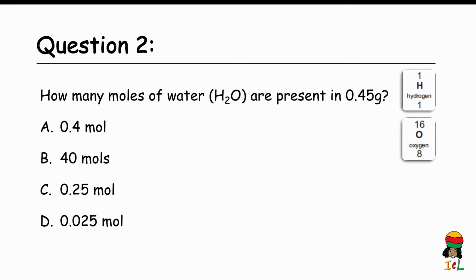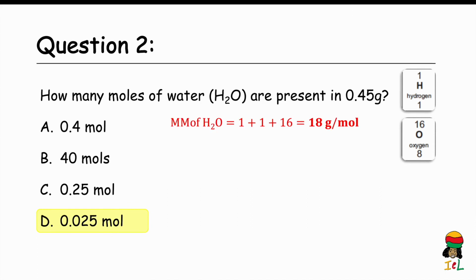Question 2. How many moles of water, H2O, are present in 0.45 grams? A. 0.4 mole. B. 40 moles. C. 0.25 mole. D. 0.025 mole. The answer is D, 0.025 mole. How did we arrive at that answer?